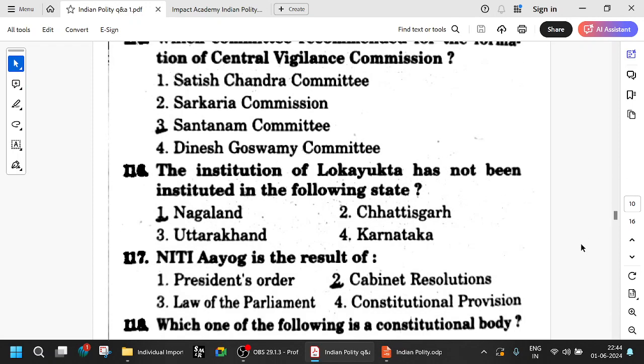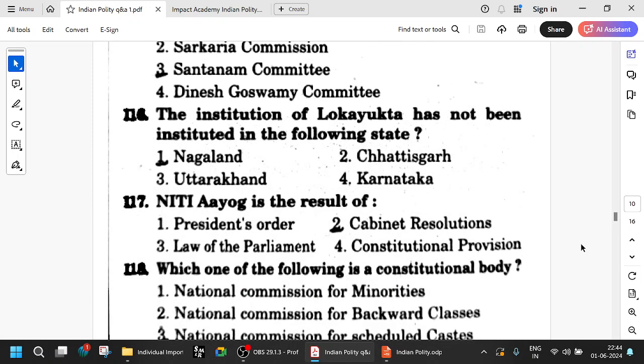So Uttarakhand, Chhattisgarh, and Karnataka, they all have Lokayuktas. In Nagaland, there is no Lokayukta.